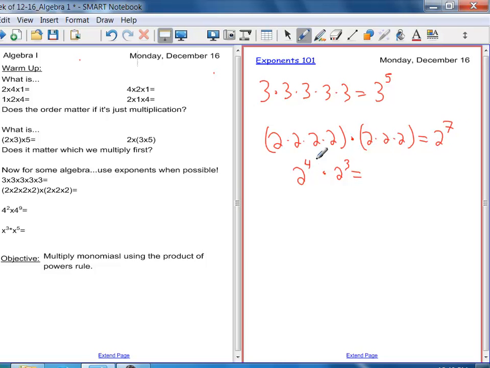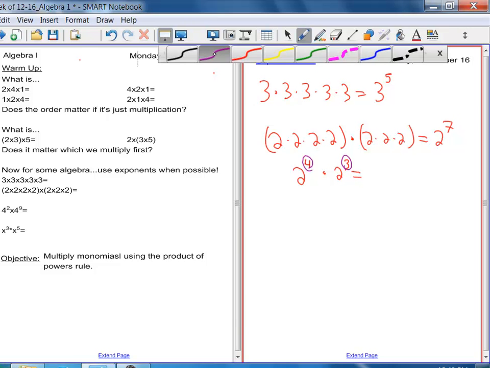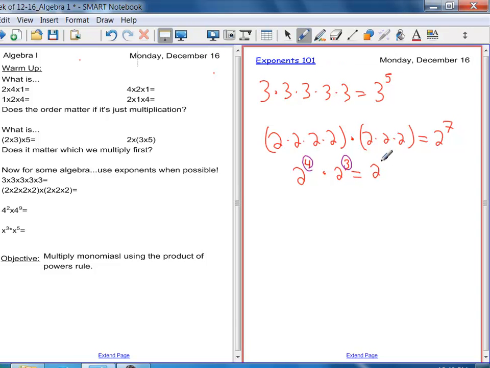And what's 4 right here? 4 plus 3. Well, it happens to be 7. And so that's kind of how this rule is going to work out. What I'm saying is that every time you have the same base, you keep that base. Don't do anything to it. Just keep it right as 2, and add the exponents together. So when you have multiplication, you keep the base and you add the exponents.